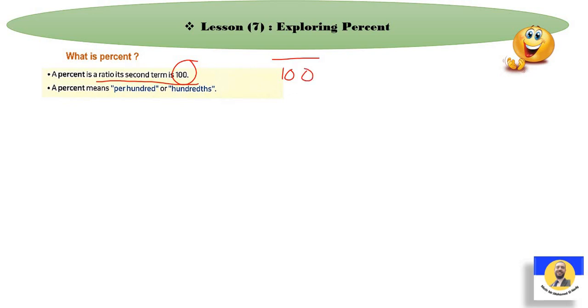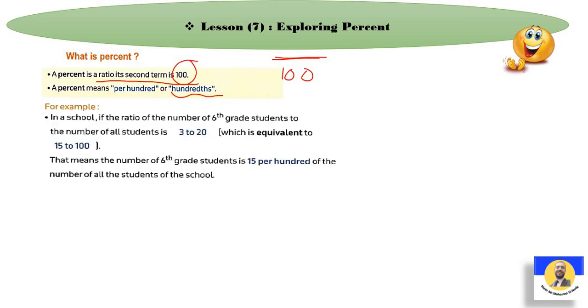So a percent means per 100, that's over 100 or hundredths. طول عمرنا عارفين لما يكون في الفراكشن over a number in the denominator 100 so it's called the hundredths. Okay. طيب تمام. For example, in a school if the ratio of the number of 6th grade students to the number of all students is 3 to 20.